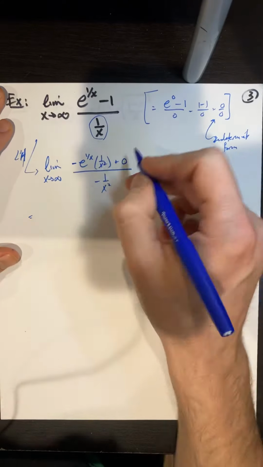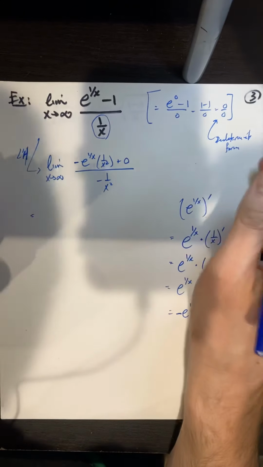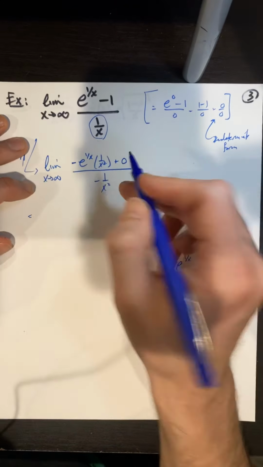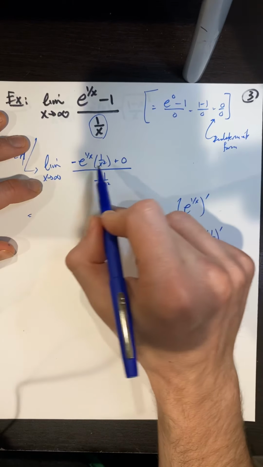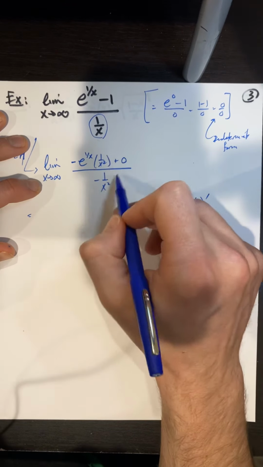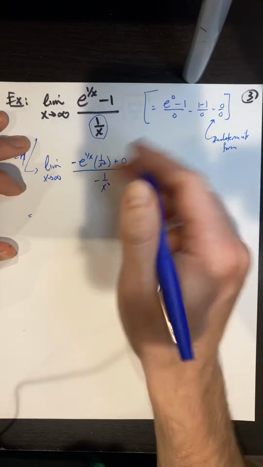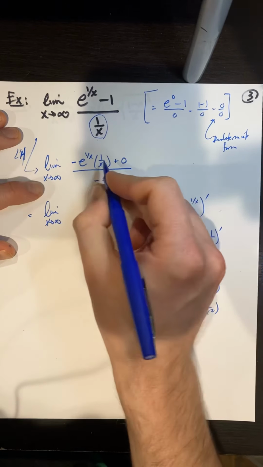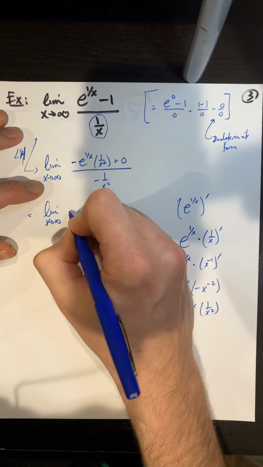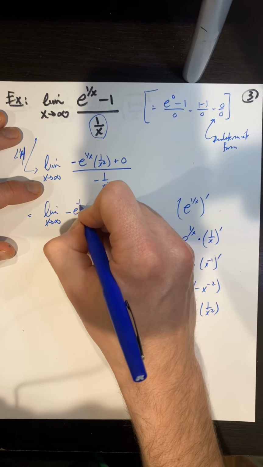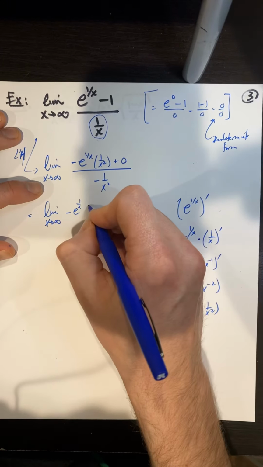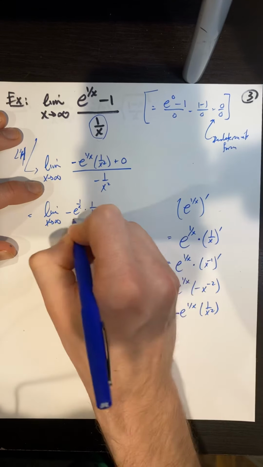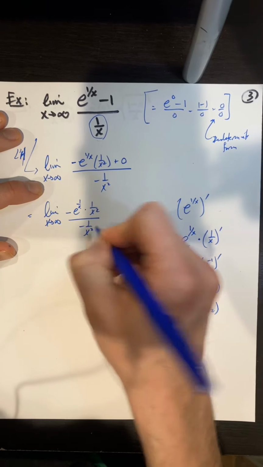Okay, so before I try to plug in infinity or approach infinity and evaluate this limit, it's best to algebraically simplify this thing. So in the top I have negative e to the 1 over x. The 0 just kind of goes away, and then I have times 1 over x squared. And in the bottom I also have a negative 1 over x squared.